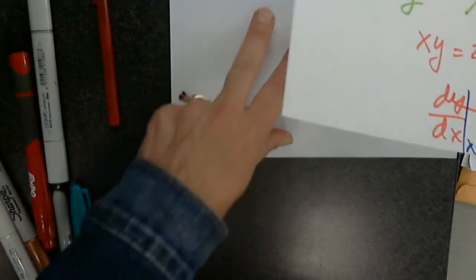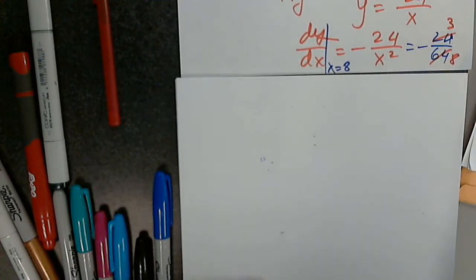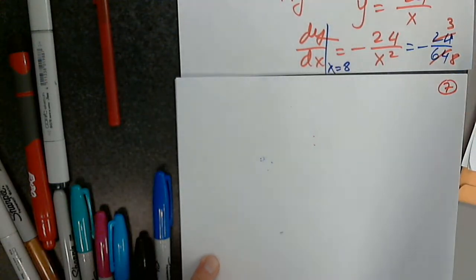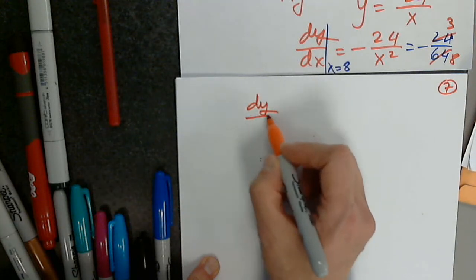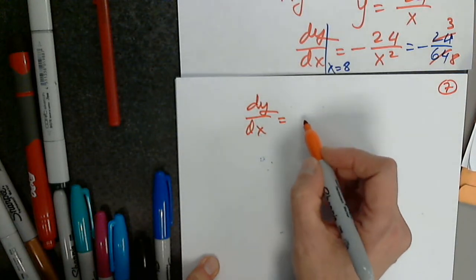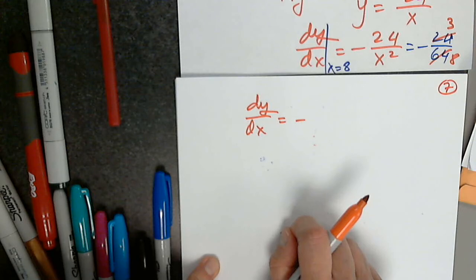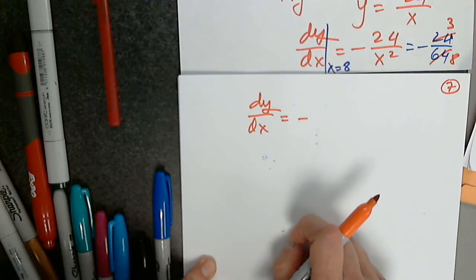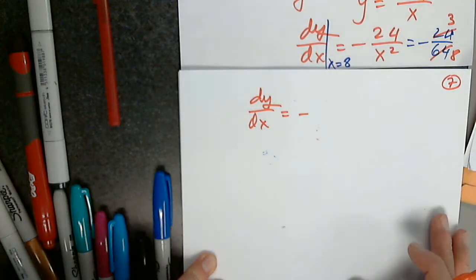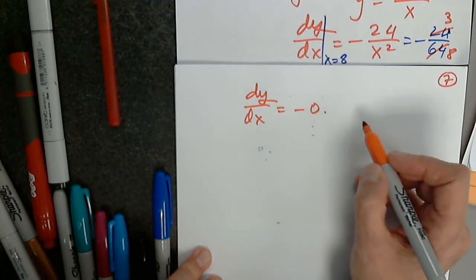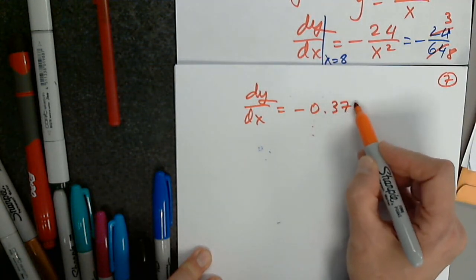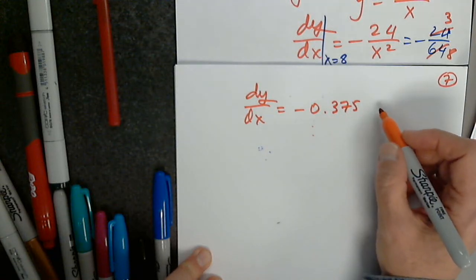I need to approximate. I mean, I can divide. It's division. dy over dx is negative what? 3 divided by 8. And I need the measurement unit. 0.375. Measurement unit. Meters.